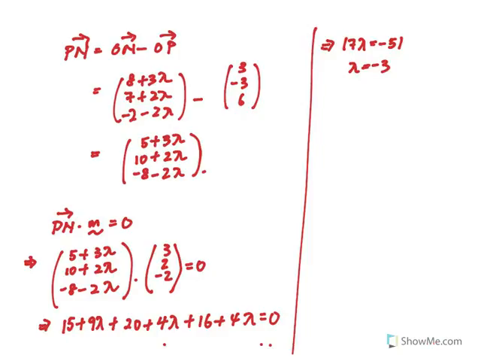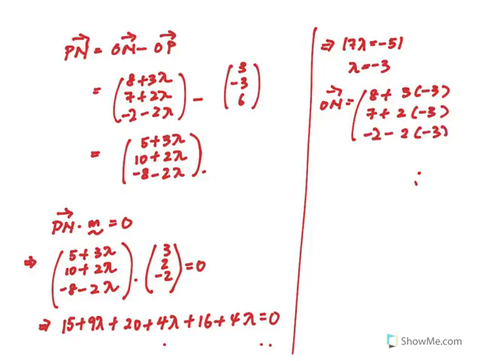to negative 3. With that, quickly you know that ON is equal to 8 plus 3 lambda, so 3 times negative 3; 7 plus 2 lambda, so 2 times negative 3; and negative 2 minus 2 lambda, so 2 times negative 3. Very quickly, this is 8 minus 9, you have negative 1; 7 minus 6, 1; negative 2 plus 6, which is 4. This is your ON.